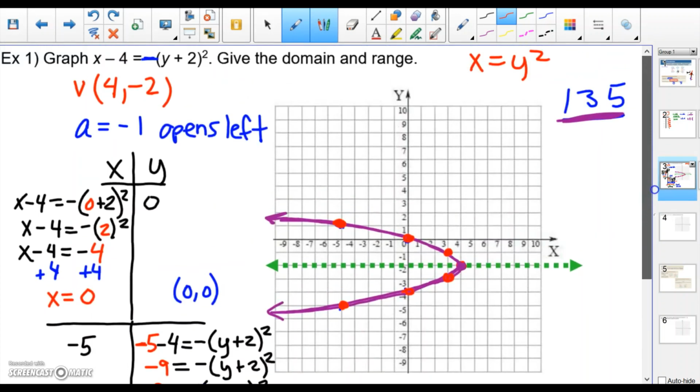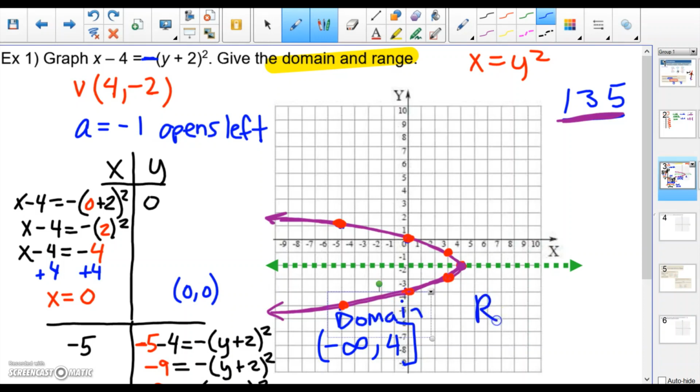Now don't forget we have to give the domain and the range. Domain, we're talking about the x numbers, so imagine squishing it down onto the x-axis. It's going from all the way over at -infinity to the vertex, which is at 4, but notice it can equal that point, so we'd have a bracket there. There's your domain. Your range is going to be the y numbers, so imagine squashing it onto the y-axis, and everything's going to be covered, all real numbers.